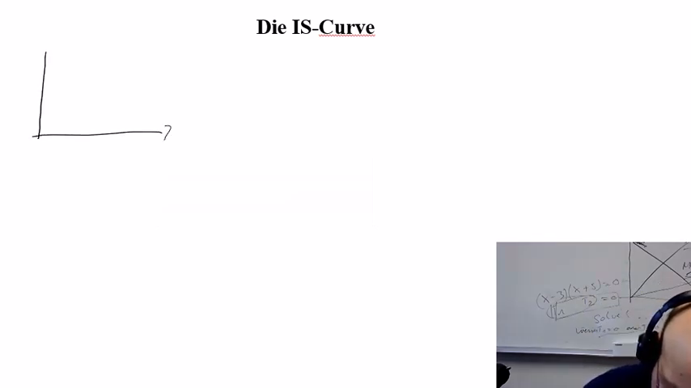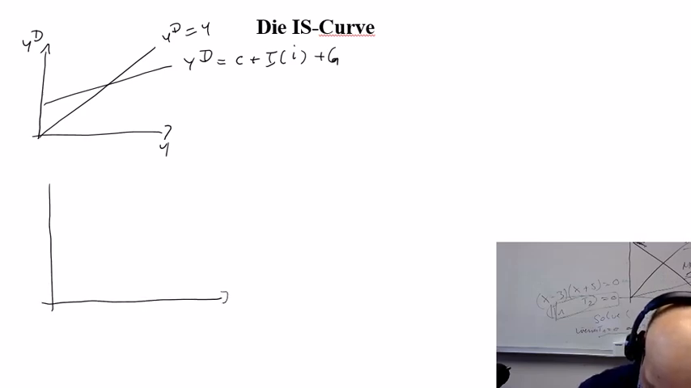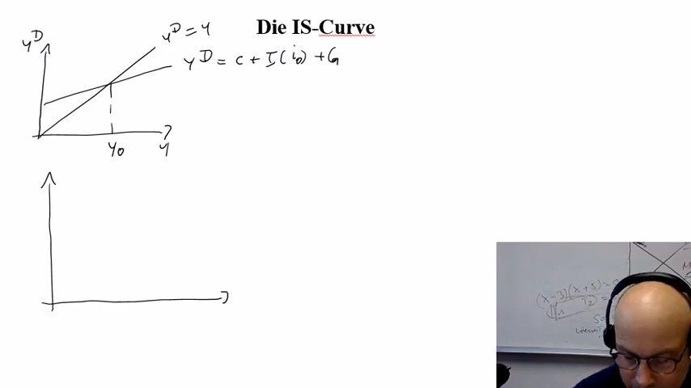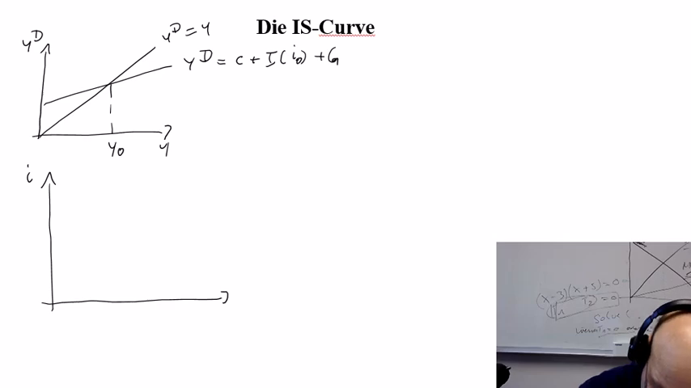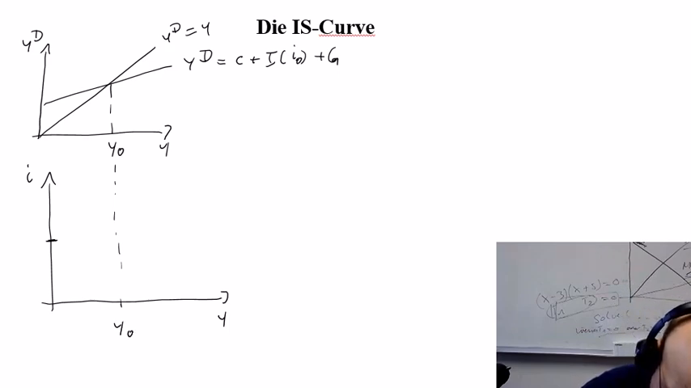There we had YD and Y, the 45-degree line. YD equals C plus I of I plus G. YD equals Y, and then for a starting interest rate we had I1 first, income, and this we can draw downward in the interest rate income diagram. So this is y0, and let's assume that I1 should be here, so we would have our first data point here.